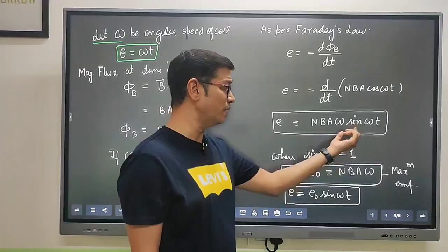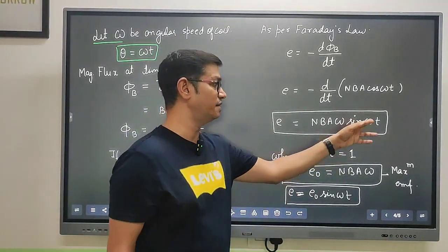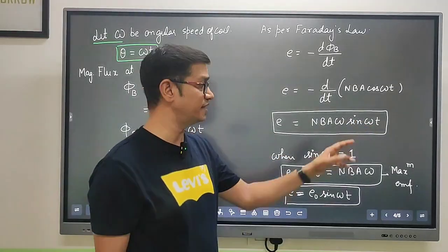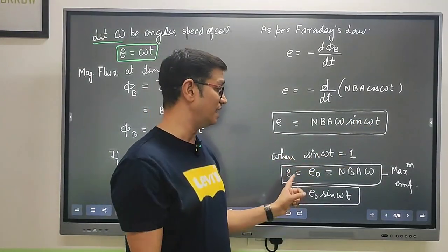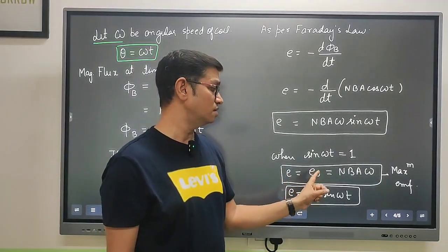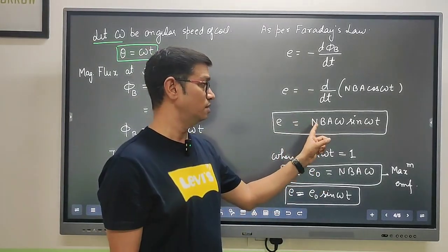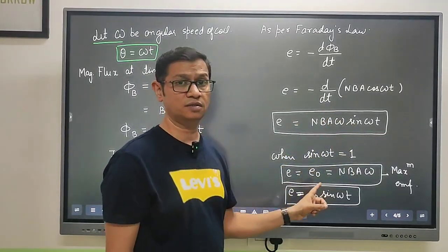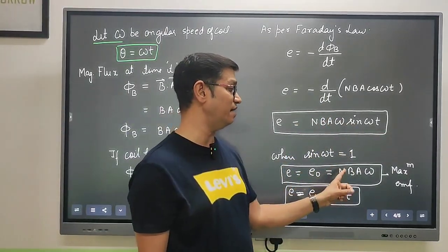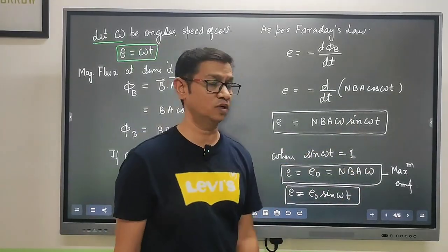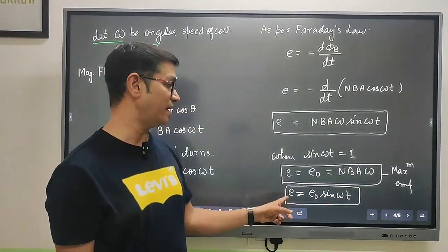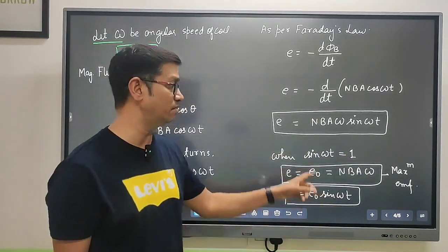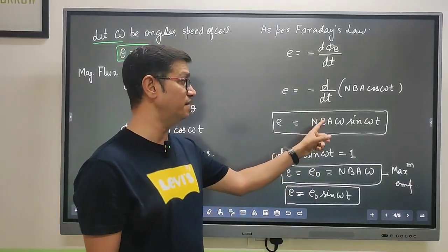Now, sin omega t is a function which changes with time, right? So there will be a time when sin omega t will be exactly 1. At that time E will be E naught, that is maximum. At that time the EMF would be maximum because sin omega t is 1. We call it E naught, also called peak EMF, and that will be NBA omega because sin omega t is 1. This is the maximum or peak EMF. So we write this expression as E is equal to E naught sin omega t, because E naught is NBA omega. So please remember, the maximum EMF is always NBA omega.